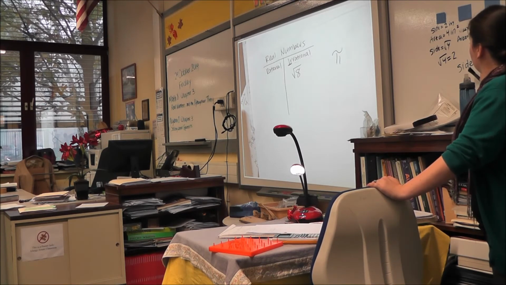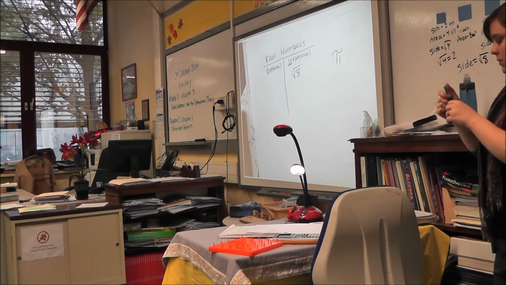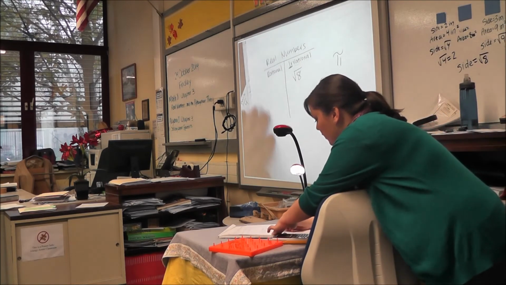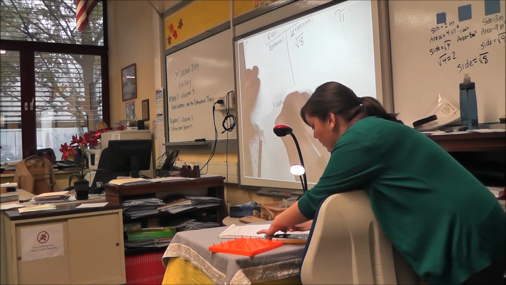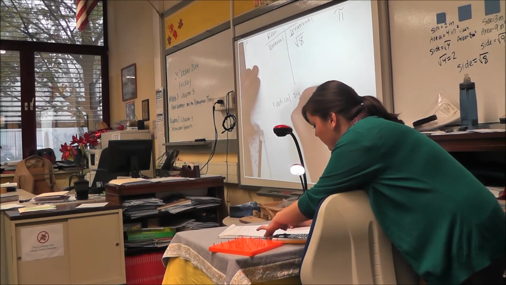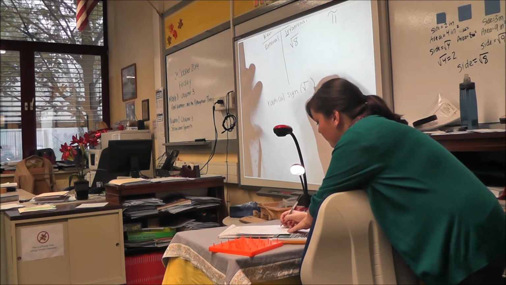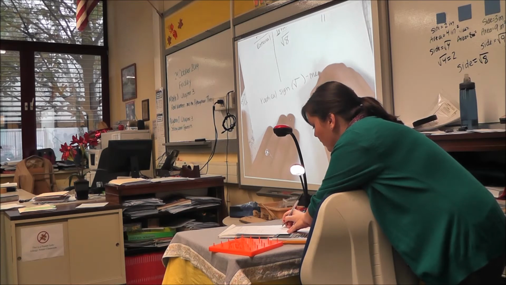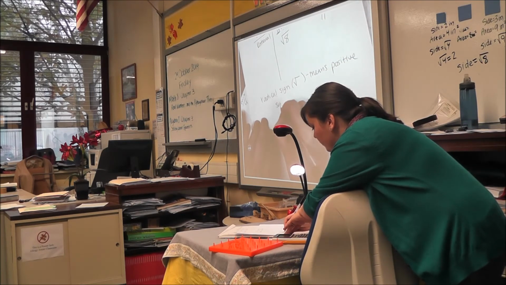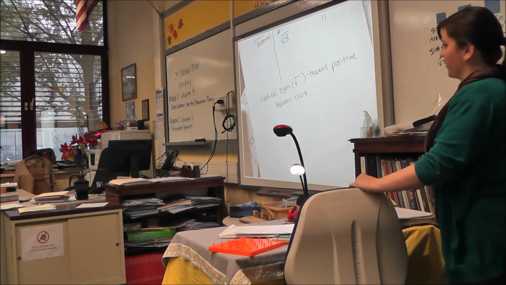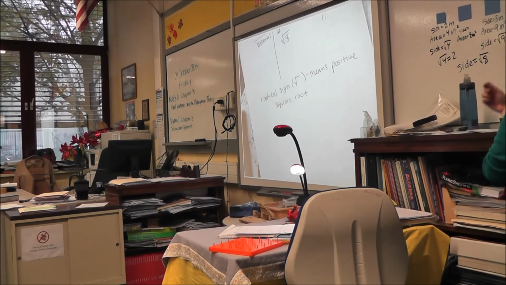Okay, so get used to this. This is called the radical sign, and the number inside is the radicand. So write this down, the radical sign, and it looks like this, square root. This means the positive square root of a number. Write it down in your notes.